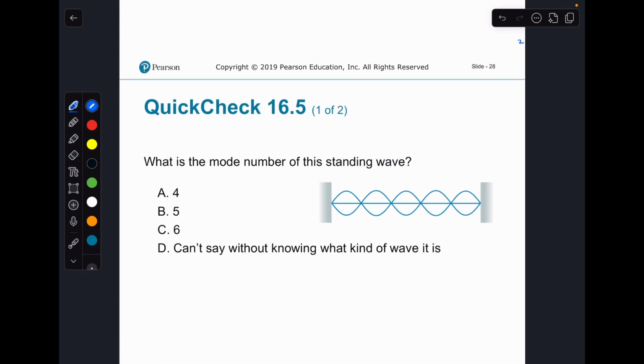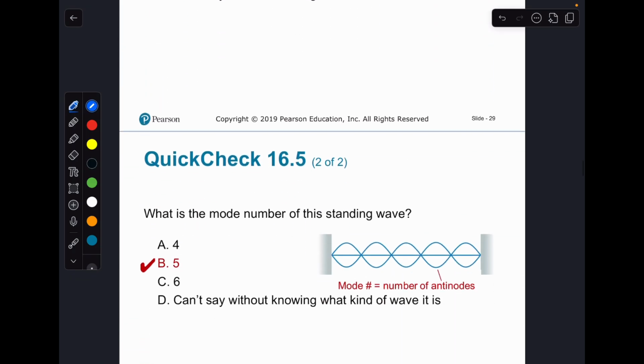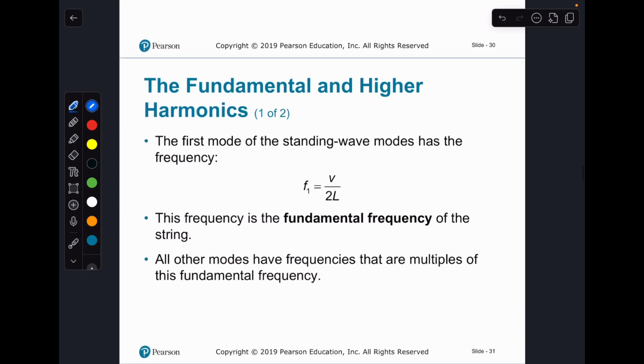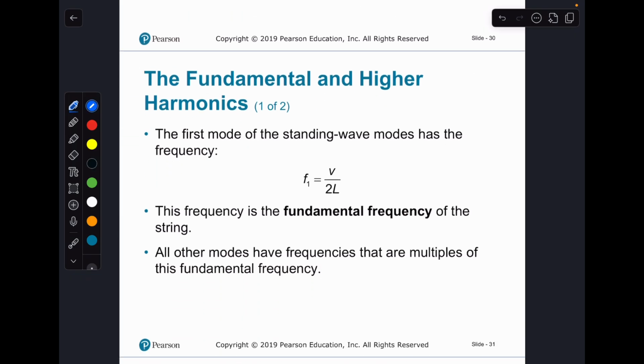So if the mode number is equal to the number of antinodes, what's the mode number of this standing wave? That's really easy. 1, 2, 3, 4, 5, right? 5. So what do we call these frequencies as a function of modes? They have a special name. They're called the harmonics. So the first mode of a standing wave, when m equals 1, is called the fundamental frequency. All other modes are multiples of this fundamental frequency, and they are called the higher harmonics.